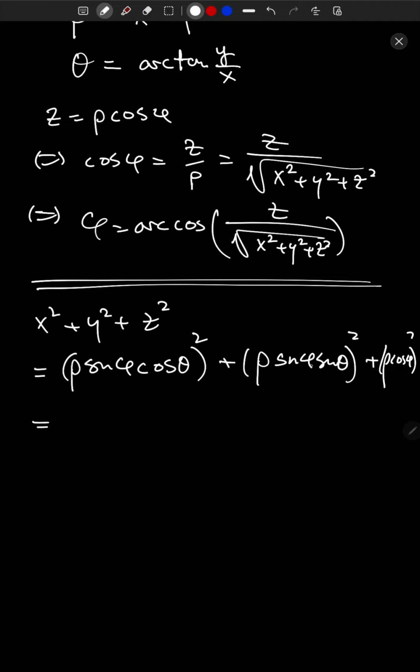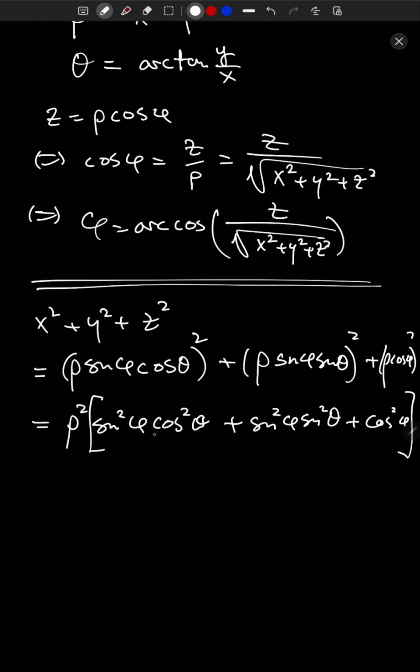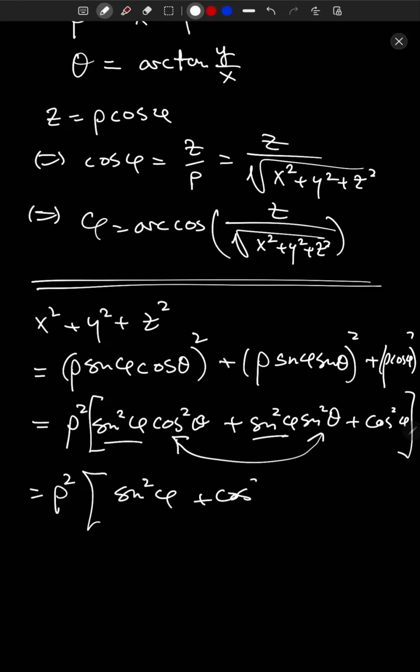So if we actually compute this out, we've got rho squared all the way through. We've got a sine squared phi cosine squared theta. Let me just pull that rho squared out. We've got a sine squared phi sine squared theta, and we've got a cosine squared phi. Okay, so here we've got a sine squared phi, and then a cos squared theta plus sine squared theta. That just turns out to be 1, because cos squared plus sine squared is 1, so we have sine squared phi plus cos squared phi. And so we just end up with rho squared, which is correct. X squared plus y squared plus z squared is distance to the origin squared.